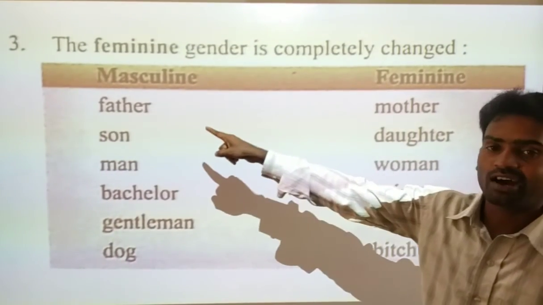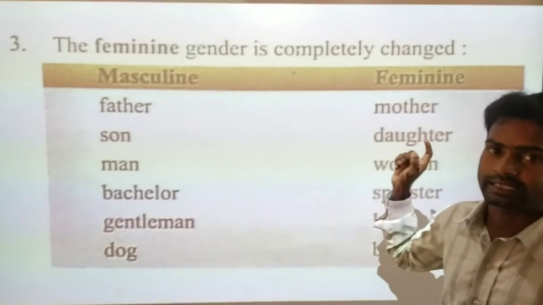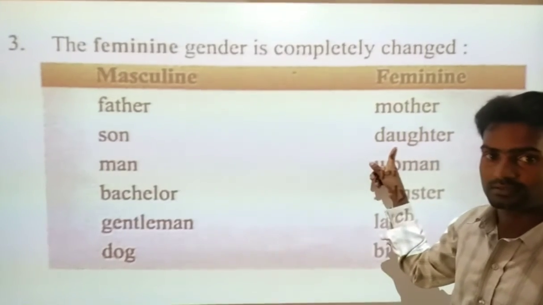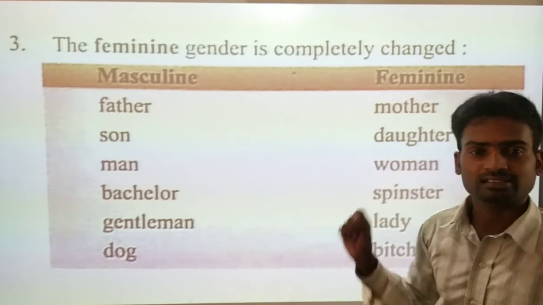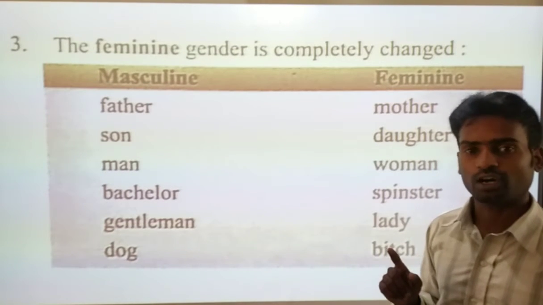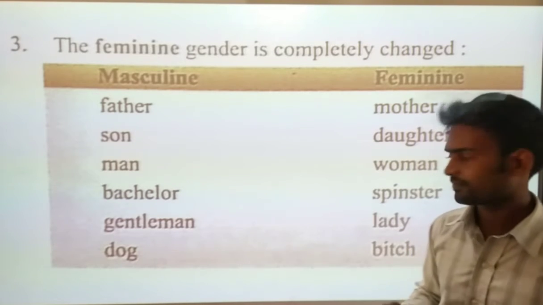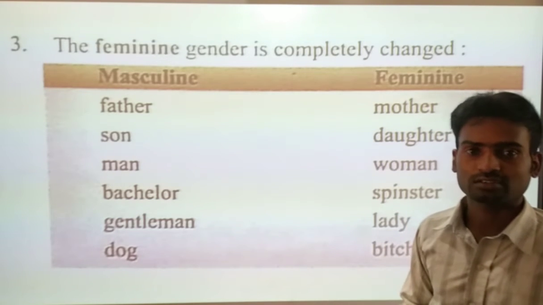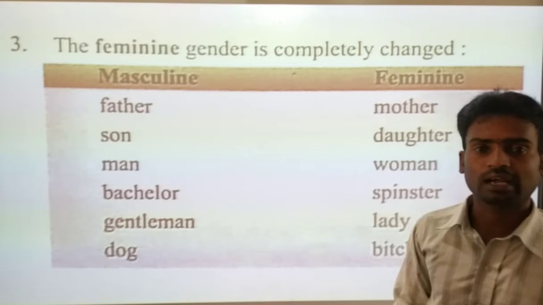Here we have father is a man and mother is a girl, lady, masculine and feminine. Same way, son and daughter. Son is a boy, daughter is a girl. Man is a boy, woman is a girl. Bachelor is a boy, spinster we say as a girl. Gentleman as a boy, lady is a girl. Doll, of course, doll also boy. Here witch we call it for girl.